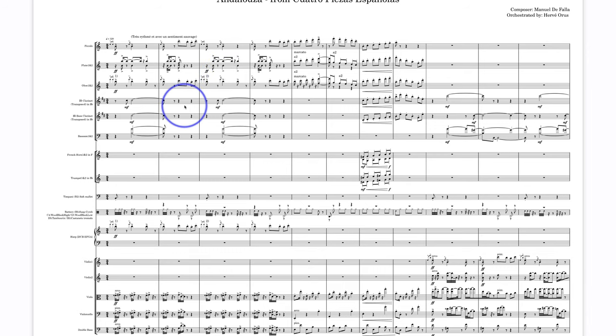So let's talk about a few other things before I jump into the evaluation criteria. Excuse me. One of those things is the combined staff here. I would really, really prefer separate staves. It's just so much clearer.